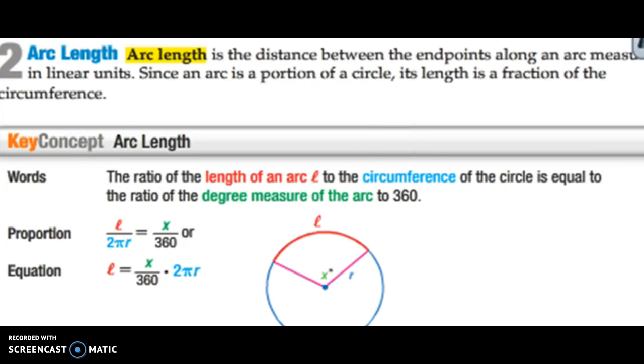Now the last thing we want to do is find arc length. Arc length itself is the ratio of the length of the arc to the circumference of the circle, and the ratio is the degree measure of the arc to 360. So essentially, we create this proportion all the time: L over 2 pi r is equal to x over 360. Arc length is the distance between the endpoints along the arc in linear units. Since it's a proportion of the circle, its length is a fraction of the circumference. So this is what we want to look at all the time.